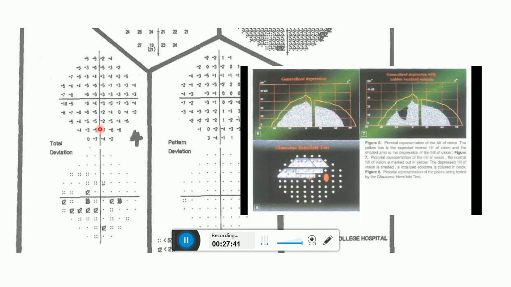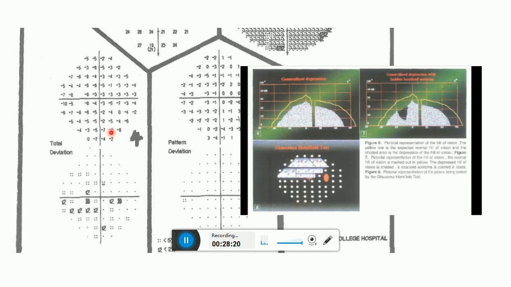Now zone 4. This zone comprises the total deviation numerical plot and the total deviation probability plot. The total deviation numerical plot indicates the depth of the field defect. It compares the dB value of the patient at all retinal points tested to the normative data stored in the machine for that particular age. A normative database is calculated by collecting responses from a group of healthy subjects. The upper 95% of these values are arbitrarily taken as normal and the lower 5% are considered abnormal.